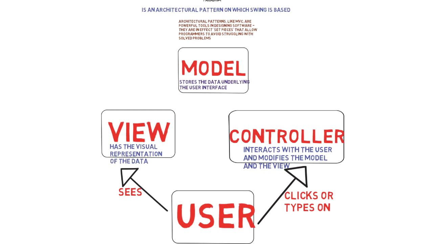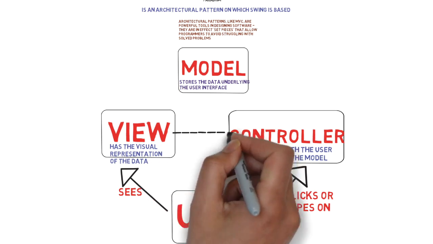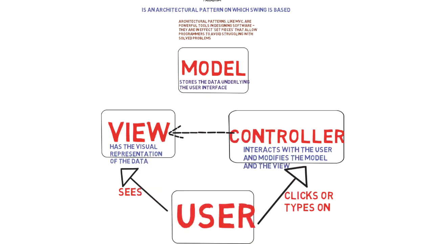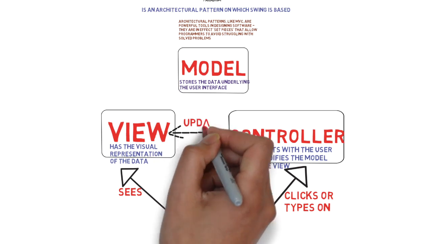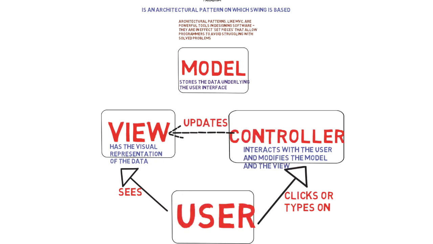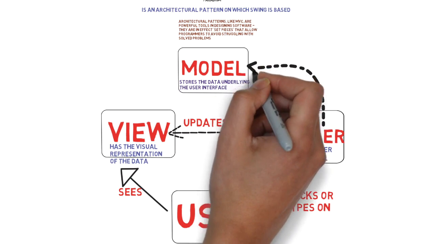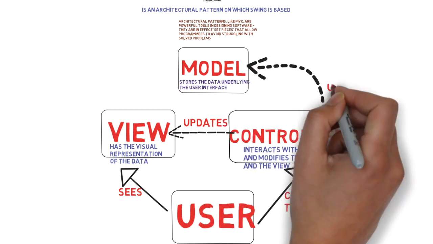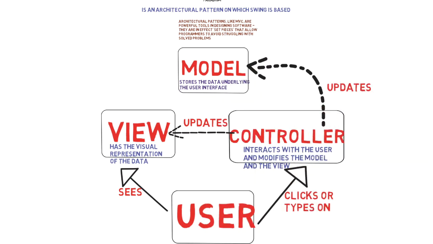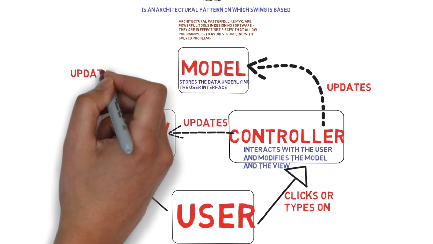How do the updates flow? The controller is responsible for updating the view. The controller might get an event from the user saying a swipe has happened, which means the view has to update. That is the controller's job to tell the view, update yourself. The controller also updates the model. If you think about it, user input can change the underlying data. Updates to the model are also done via the controller.